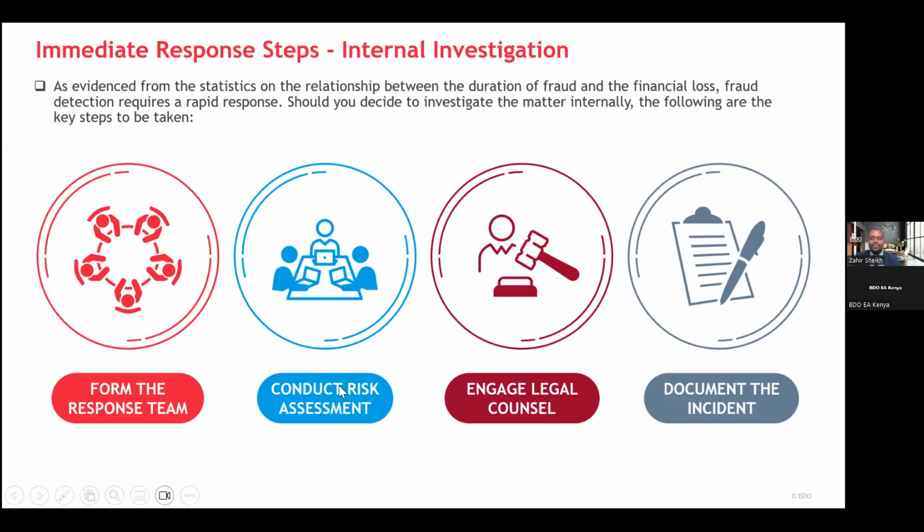Hi everyone, sorry for that technical hitch. I think we're back now. So as I said, I'll just take you through quickly some of the steps that you should take immediately after detecting fraud in your organization. So the first step is obviously internal investigation. As Zahir mentioned, there are the statistics on the duration of fraud and financial loss. Fraud detection requires a rapid response because the longer a fraud takes before it's detected, the greater the financial loss your organization will experience. So you need to have an immediate response.